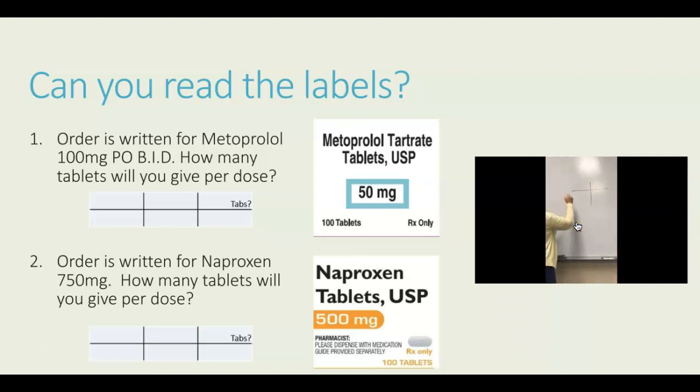My order is for metoprolol, 100 milligrams. And it comes in tablets; 1 tab is 50 milligrams. So 100 times 1 divided by 50. Again, you could probably do that in your head. That's going to be 2 tablets. All right, so let's look at label number 2.